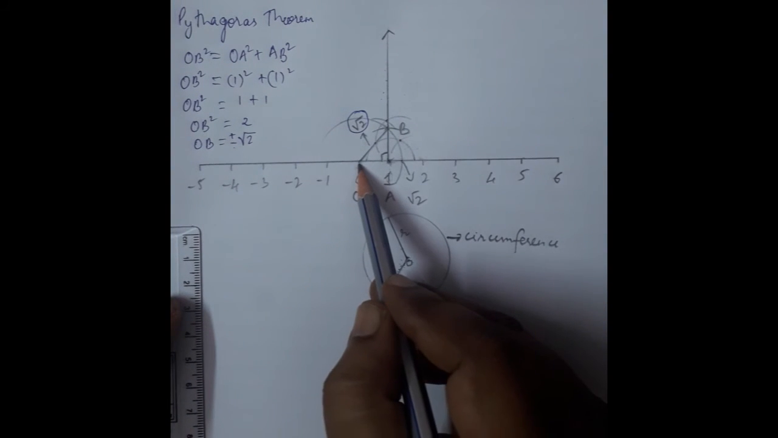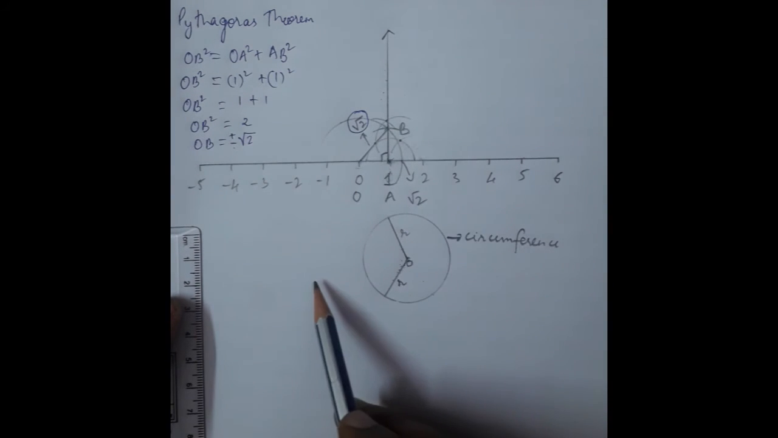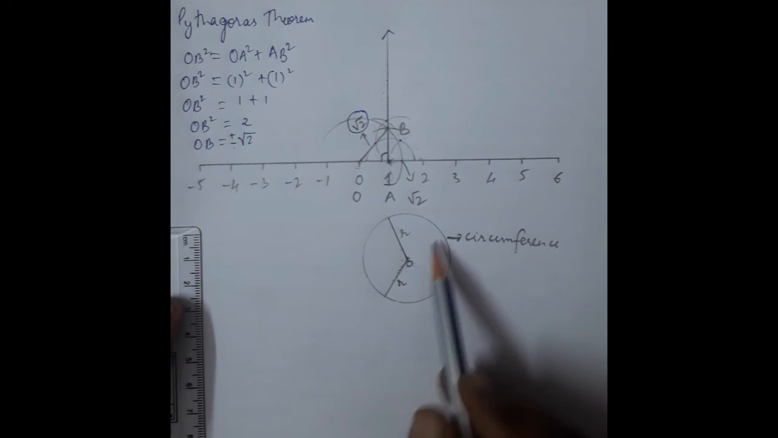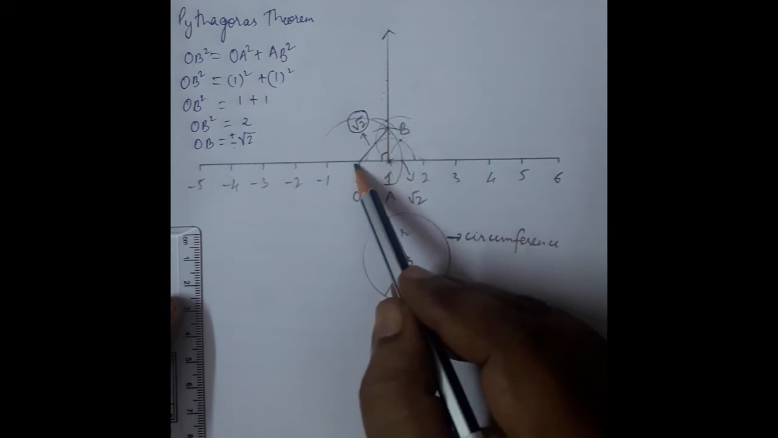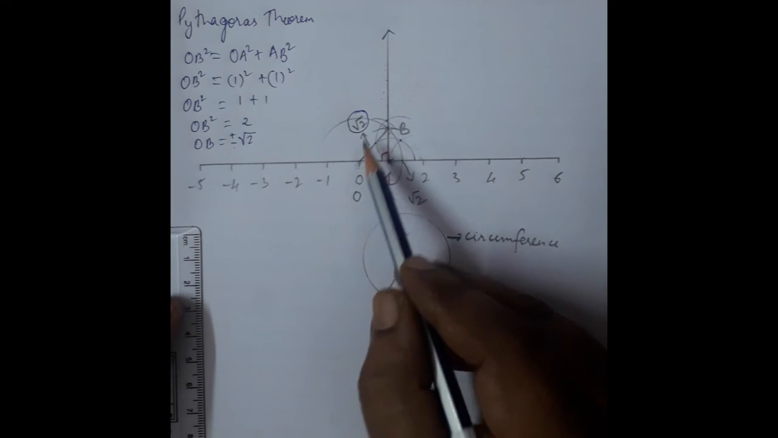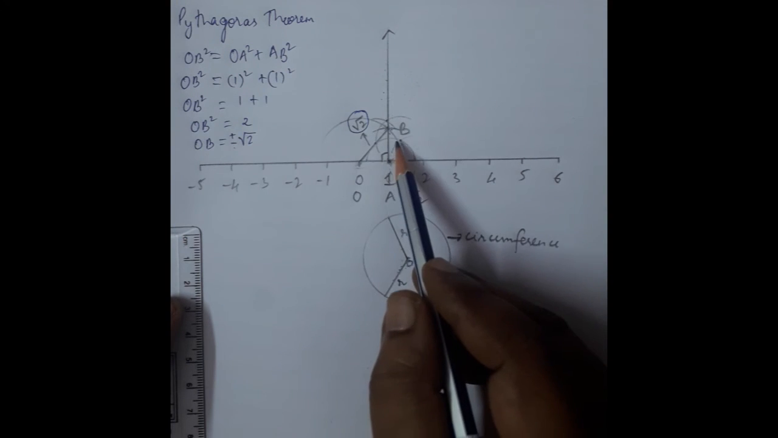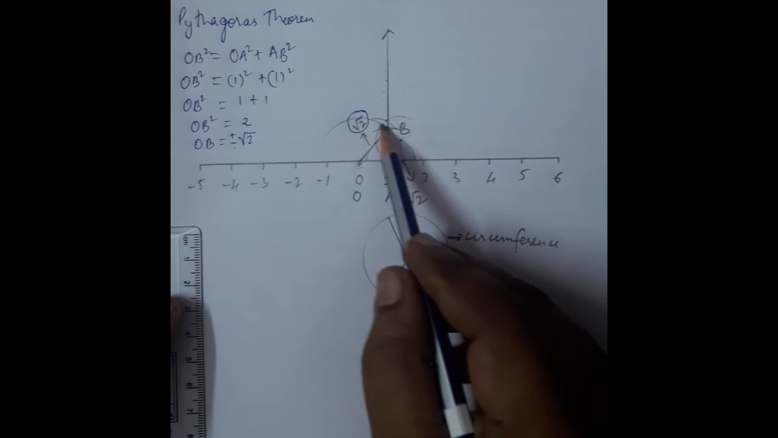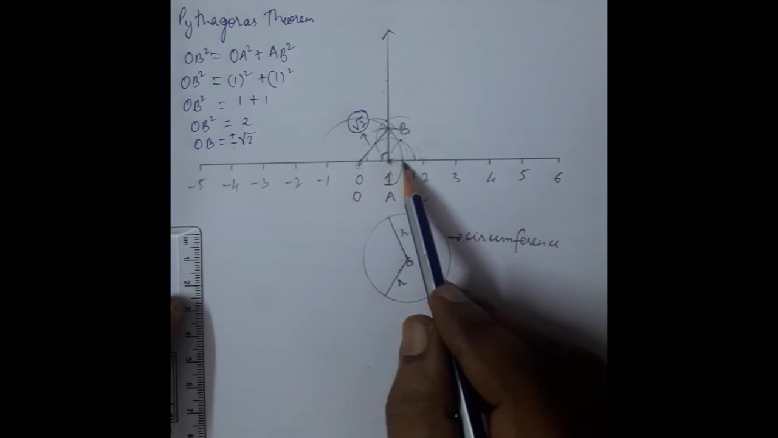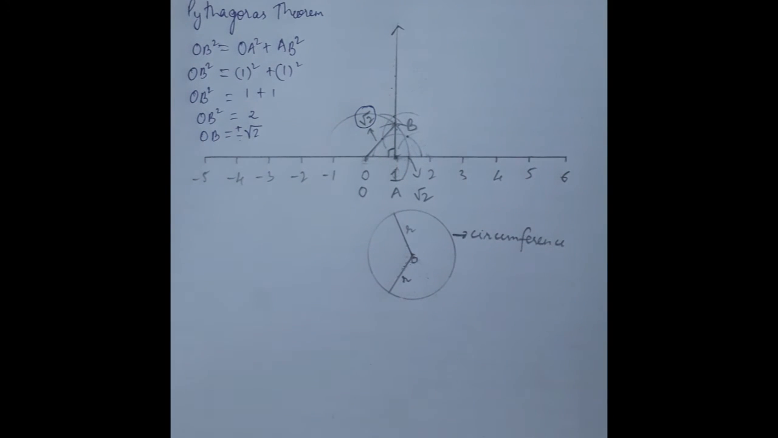So I use this point as a center of the circle. I did not complete the circle, but if I have to complete the circle, it would look something like this. And I use this point as the radius, and I cut using this measurement. I drew a circle. Now from here to here is root 2. The circle completes and cuts the number line over here. That means this point, and I'll mark this over here.